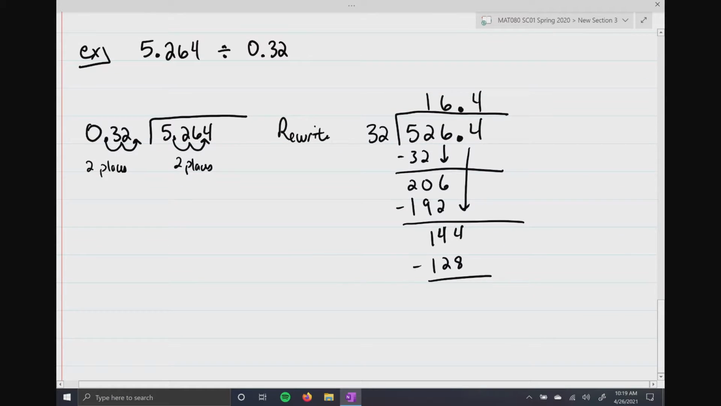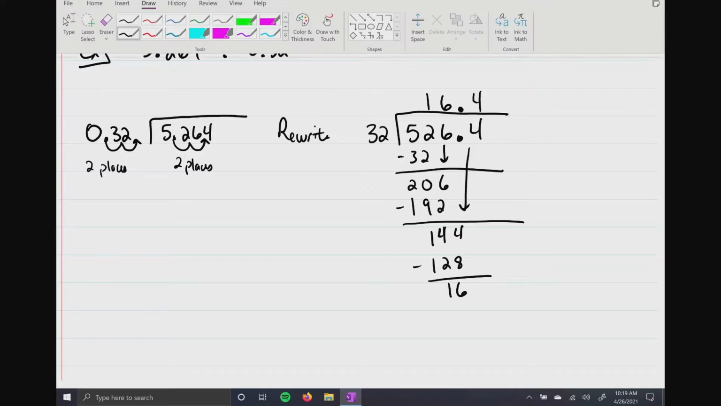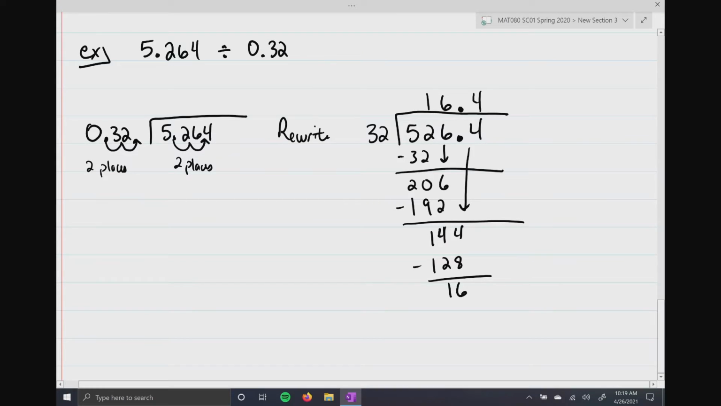And that's going to be 128. 144 minus 128 is 16. Now, here is the first time where we're going to have to do something. And this new thing is, if you've run out of numbers, what you're going to want to do, especially when you're dividing, is add a 0. Now, you may be asking yourself, well, how did he know to do that?